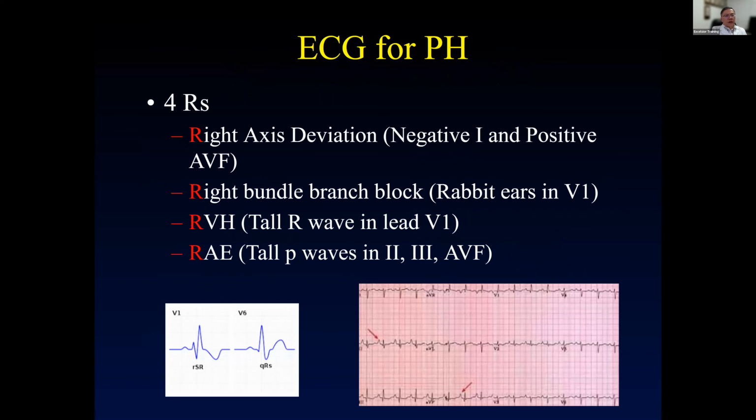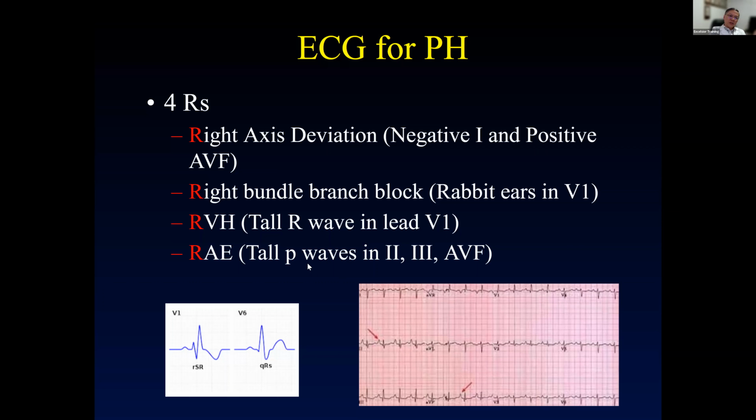The EKG of a patient with pulmonary hypertension is classic, and you always have to remember the 4 R's. What are the 4 R's? The first is right axis deviation. In this typical EKG of someone with severe pulmonary hypertension, you see the negative force in lead 1 and positive force in aVF. So with lead 1 down and aVF up, that's right axis. So it's the right axis deviation.